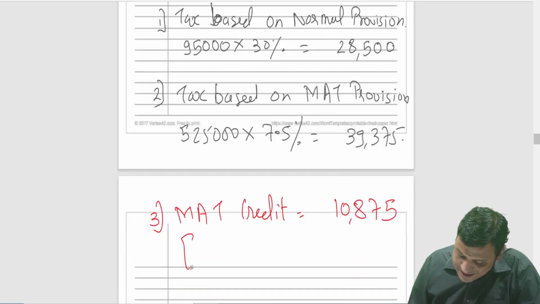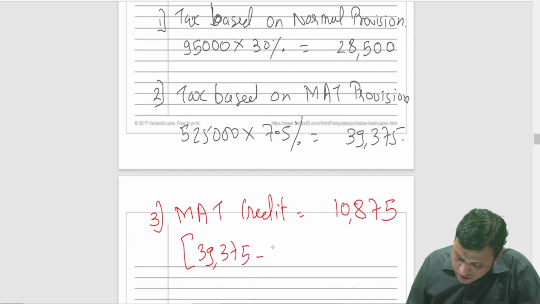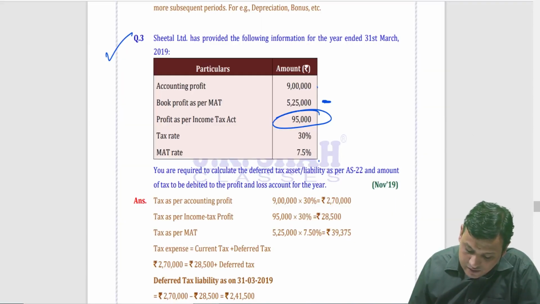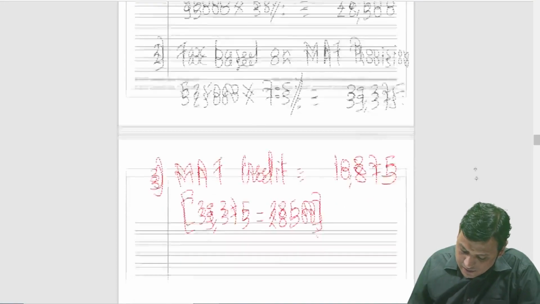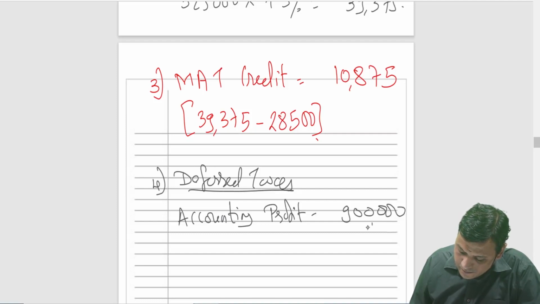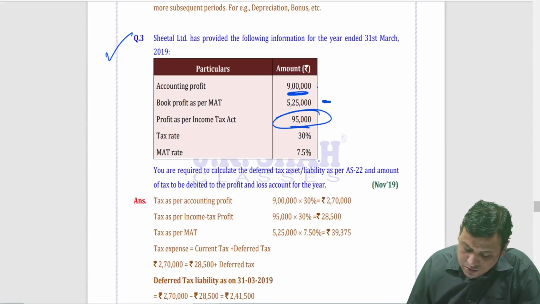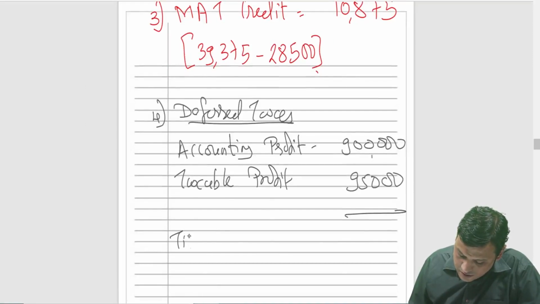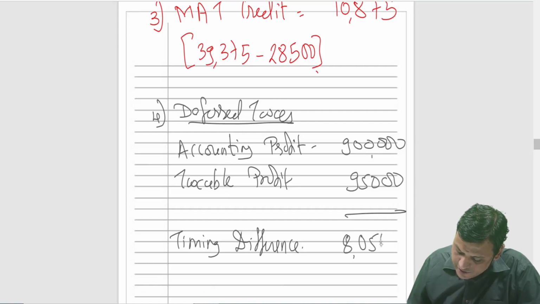What is this MAT credit? Nothing but the excess of MAT tax over normal tax. Now, I have to create deferred taxes. My accounting profit is 9 lakh. So let us come to deferred taxes. My accounting profit is 9 lakh. My taxable profit is 95,000. So can I say this is nothing but timing difference? How much is this timing difference, friends? 8,05,000.